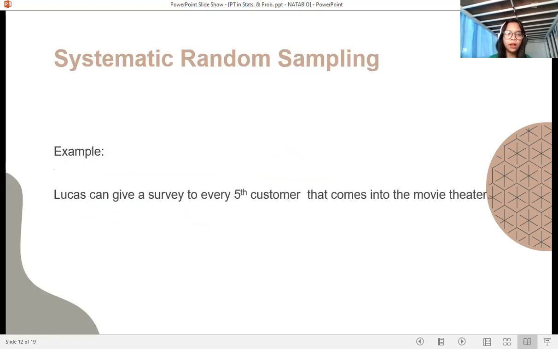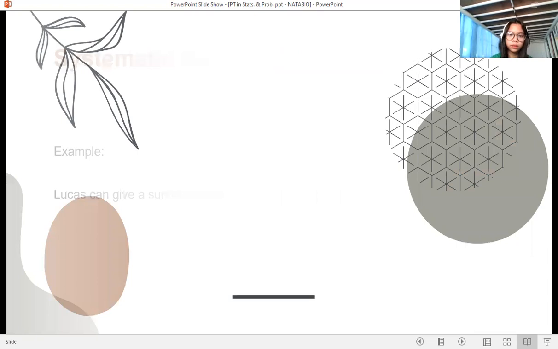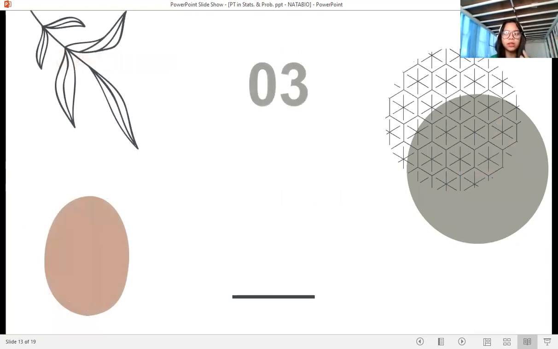Again, I have another sample scenario for systematic random sampling. Lucas can give a survey to every fifth customer that comes into the movie theater. This sample scenario can be considered systematic random sampling because it has an ordinal; the fifth is the ordinal here. Okay, we're done with the second sampling method. Let's proceed to the third sampling method.